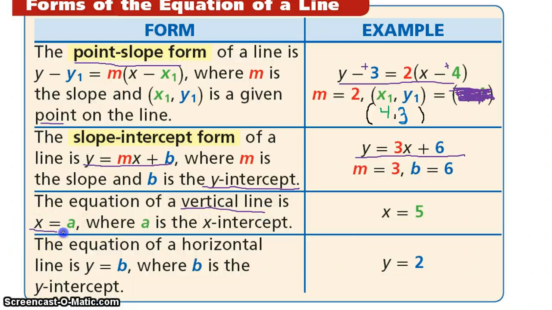Two other equations that we will work with in this section are our vertical line equations. Those are always in the form of x equals a, and a is the x-intercept. So in this case, x equals 5 is a vertical line, and it is crossing the x-axis at 5. And the equation of a horizontal line is in the form of y equals b, where b is the y-intercept. So you have a horizontal line in this way, so it'll cross the y-axis, and in this case it will cross at 2.